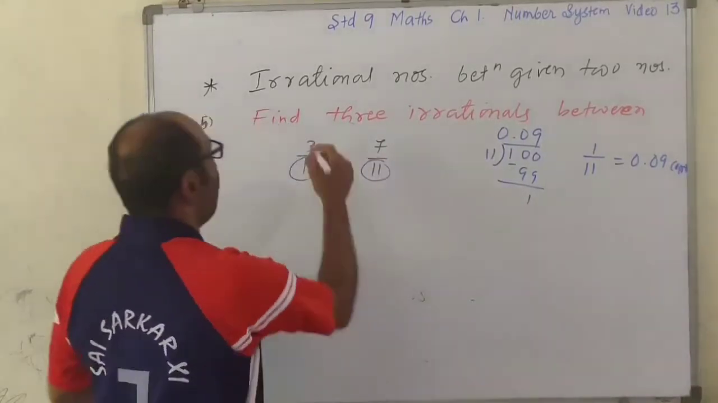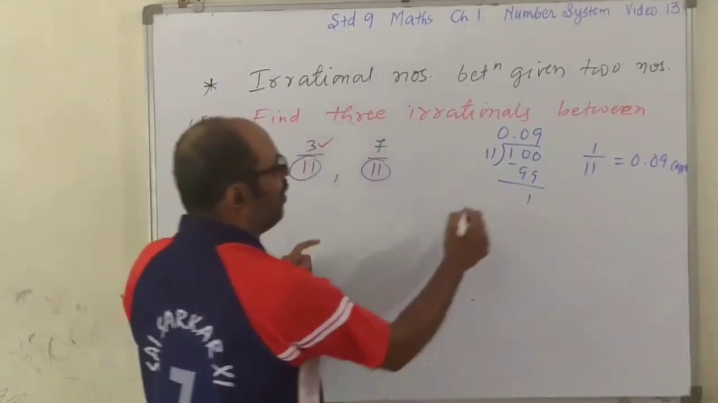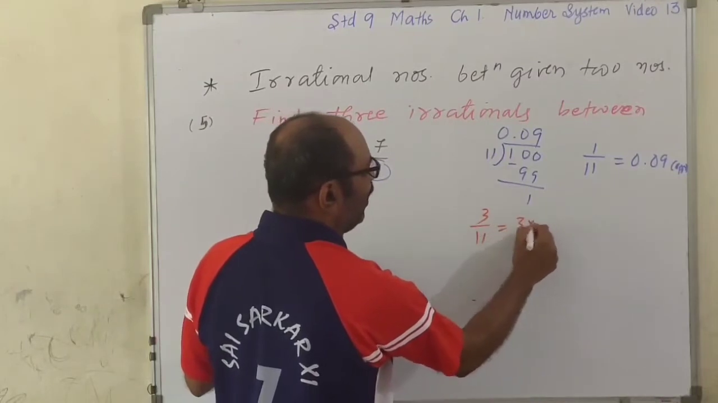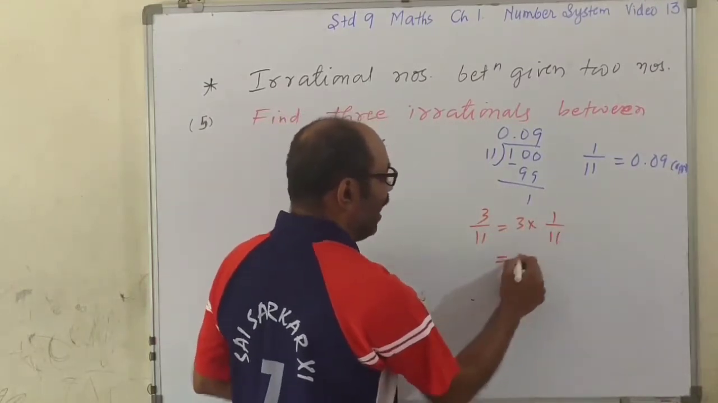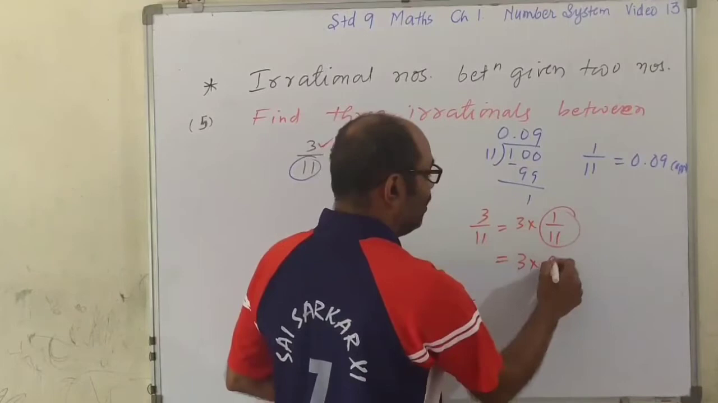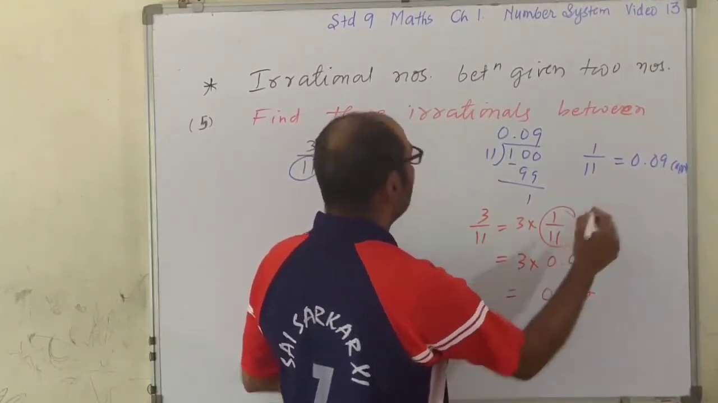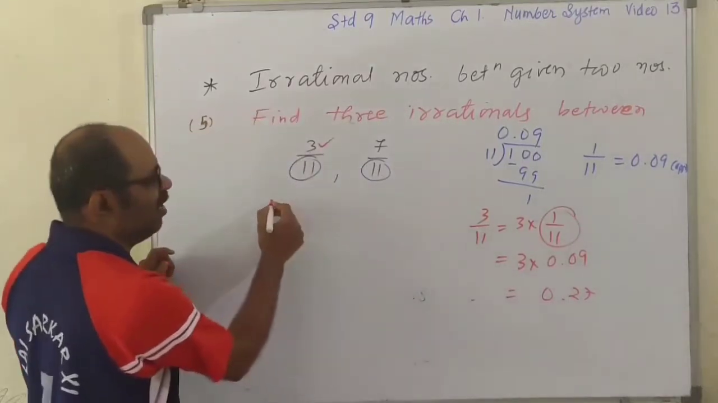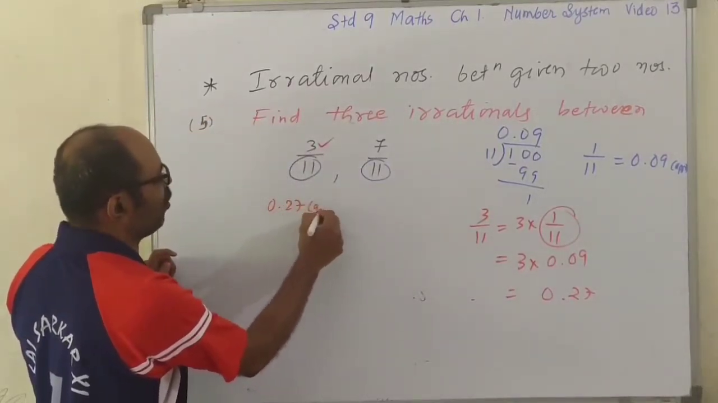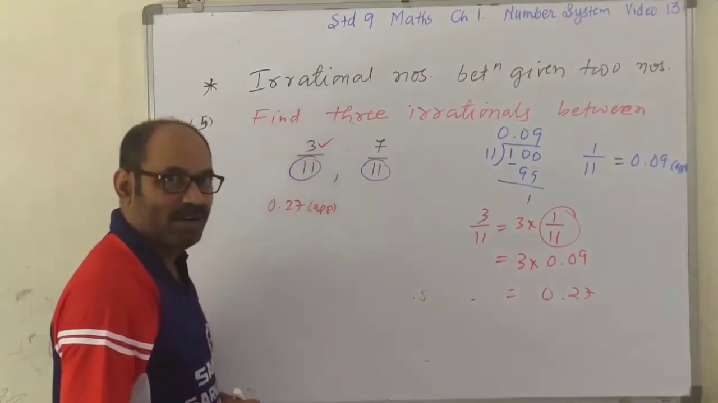Chaliye children, what you want is 3 upon 11. So 3 upon 11 is 3 into 1 upon 11. So that is 3 into, what is 1 upon 11? 0.09. This is 27 and point. So here I'll write the value: 0.27 approximately. That is the value of 3 upon 11.